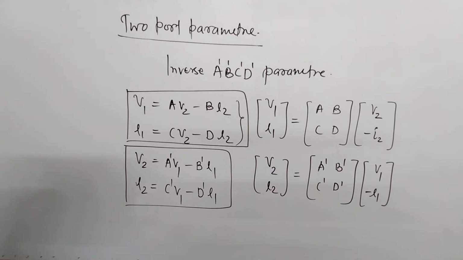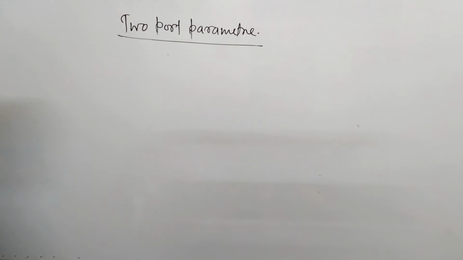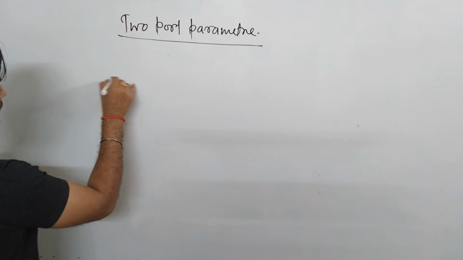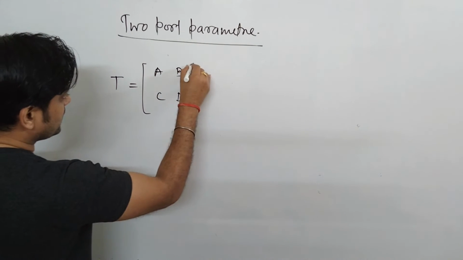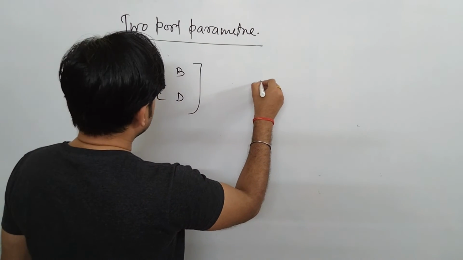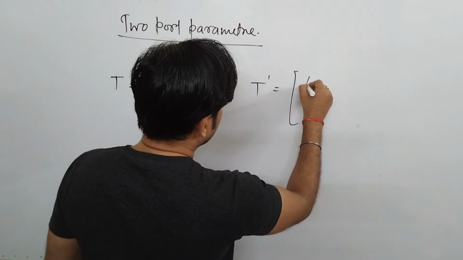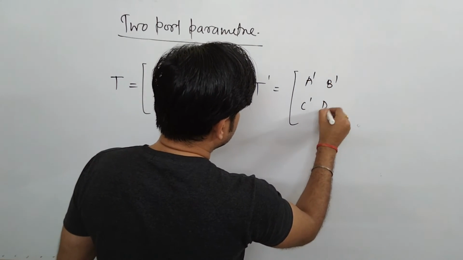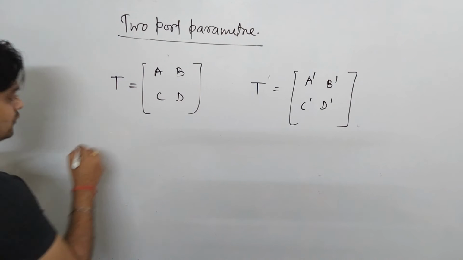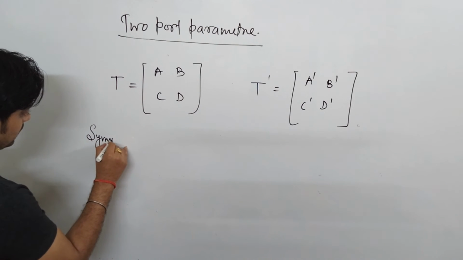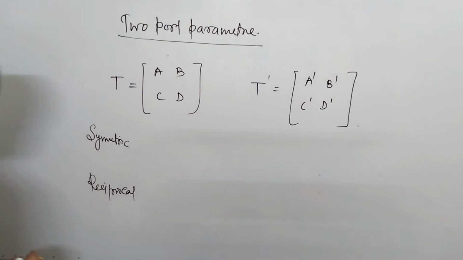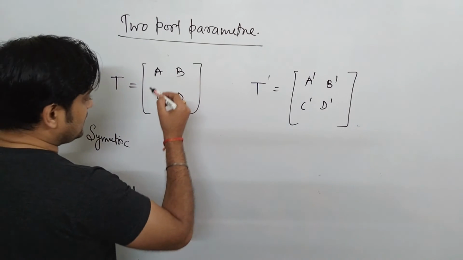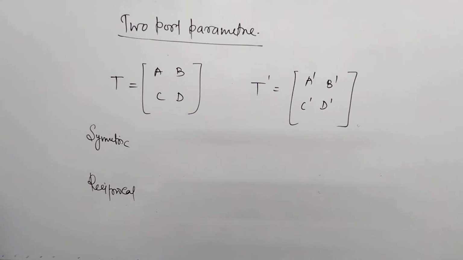Okay, now in both the conditions we'll see the condition of symmetricity and reciprocity. If you write the matrix equation, it is represented in the form of transmission parameter T as ABCD. This is about the transmission parameter, and here you can write it as T dash, that is A dash, B dash, C dash and D dash. So if you talk about a symmetric network, and then a reciprocal network, we will see in case of symmetric, as I mentioned, you just make an S.